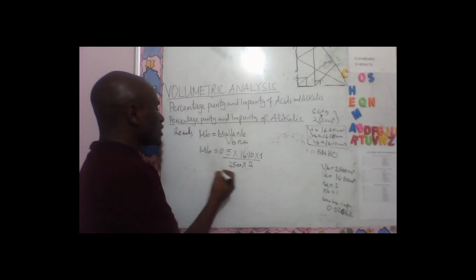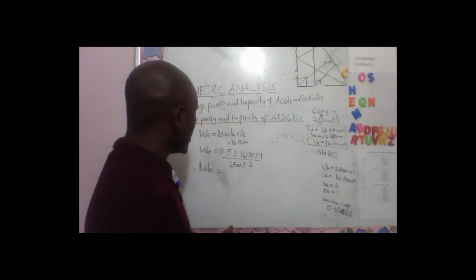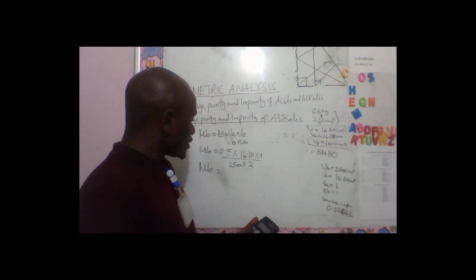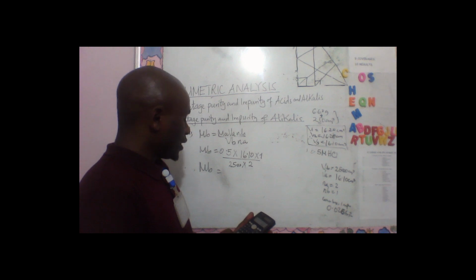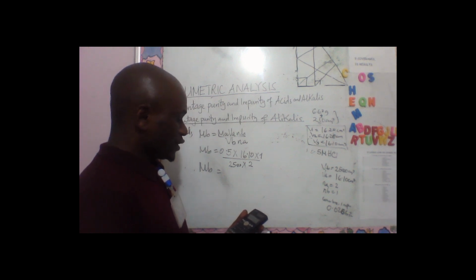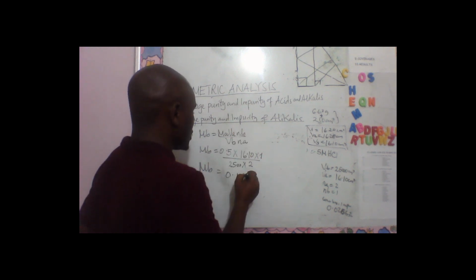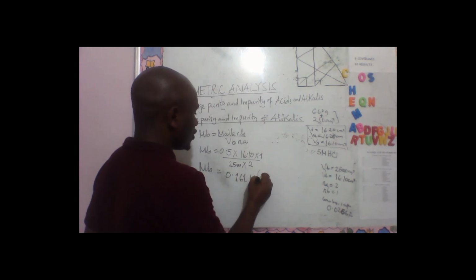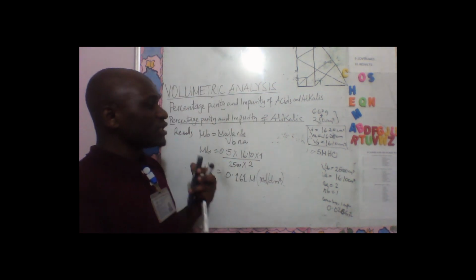So let us see how it is. Molarity of base is equal to 0.5 times 16.1 over 25 times 2, which is equal to 0.161. That is the molarity of base, or we call it mole per decimeter cube. After obtaining this, this is the concentration of base.